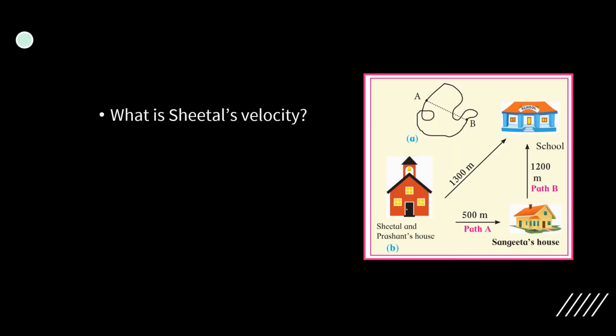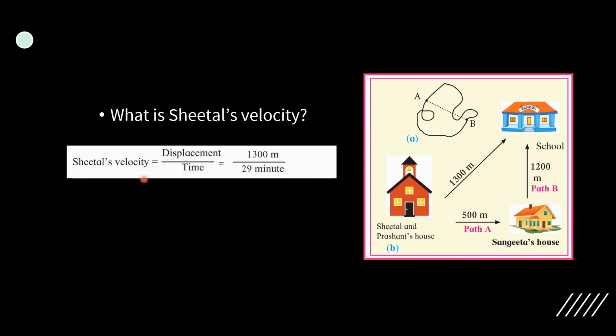What will be her velocity? We know the velocity formula is displacement upon time. Children, the displacement, that is the minimum distance between Sheetal's home and the school, is 1300 meters. So displacement is 1300 meters and the total time taken by Sheetal is 5 plus 24, which will be 29 minutes. So applying this, we get the velocity as approximately 44.83 meters per minute. That is Sheetal's velocity. So with this, children, you know how to calculate speed and velocity.